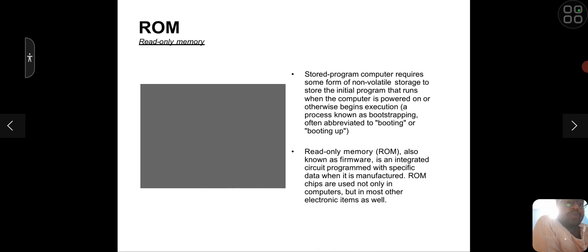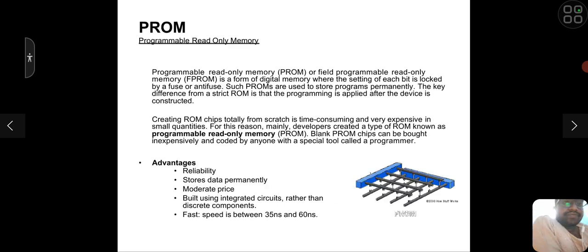Read-only memory, ROM, also known as firmware, is an integrated circuit programmed with specific data when it is manufactured. ROM chips are used not only in computers but also in most electronic items. The main advantages of ROM are reliability, storing data permanently, moderate price, being built using integrated circuits rather than discrete components, and speed, between 35 nanoseconds and 60 nanoseconds.